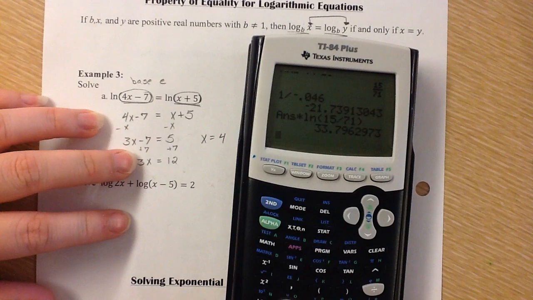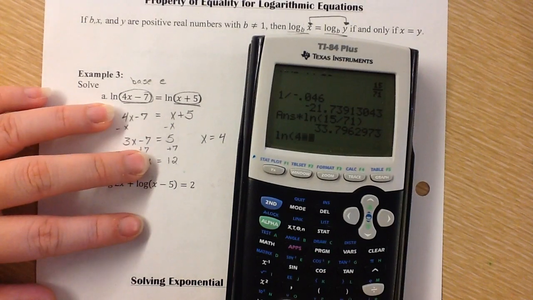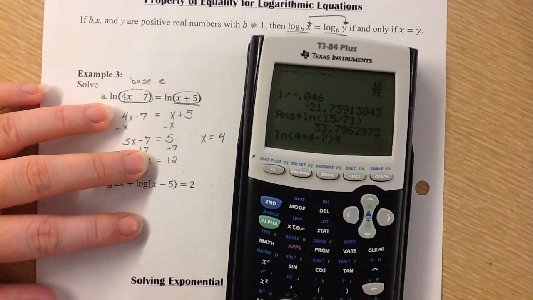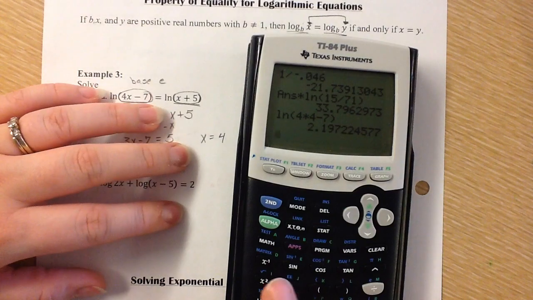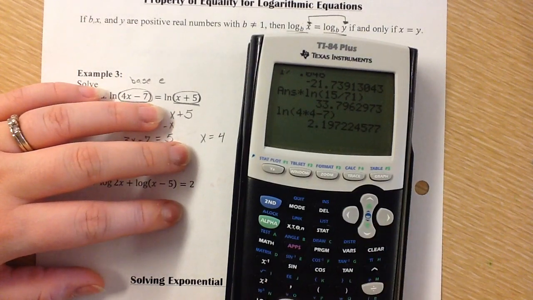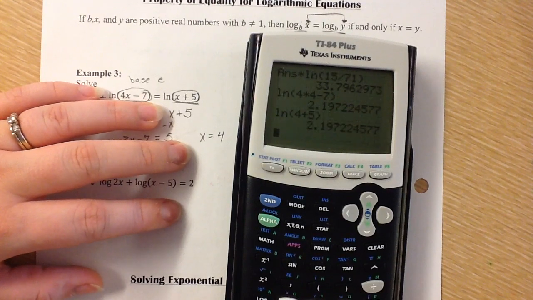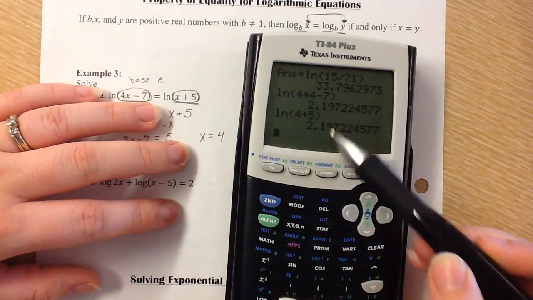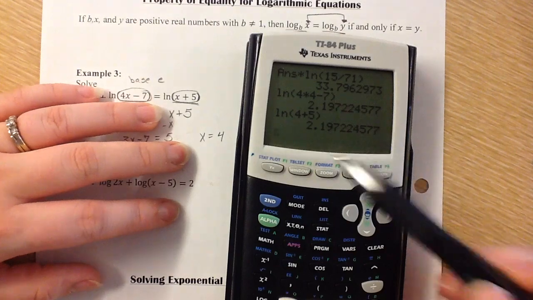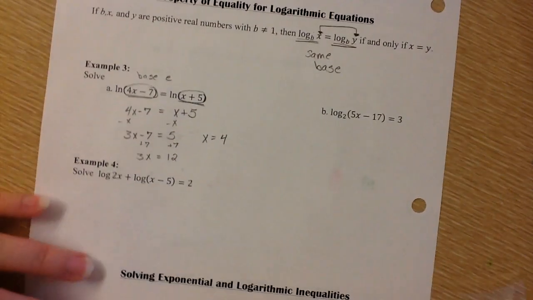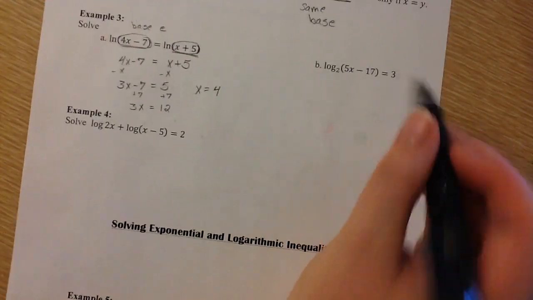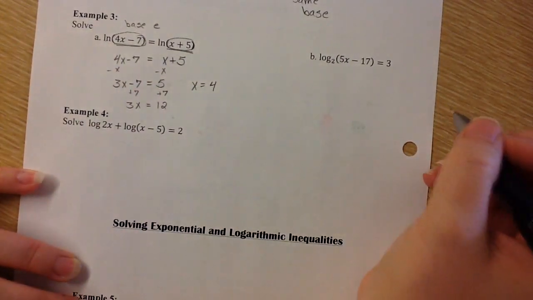If I take the natural log of 4 times 4, subtract 7, I get that. If I take the natural log of 4 plus 5, same thing. Okay, so we end up getting the exact same thing there. Okay, all right. So that again, that's the simplest way of dealing with it.